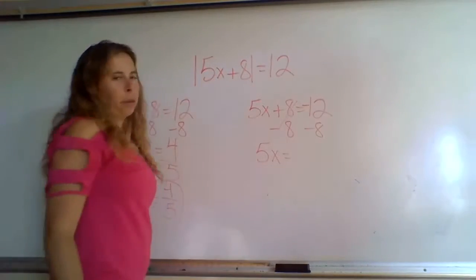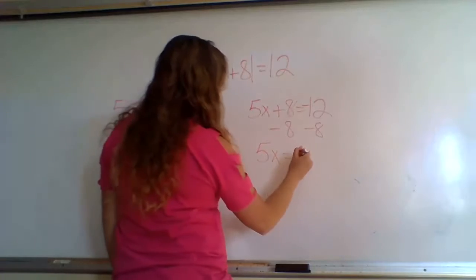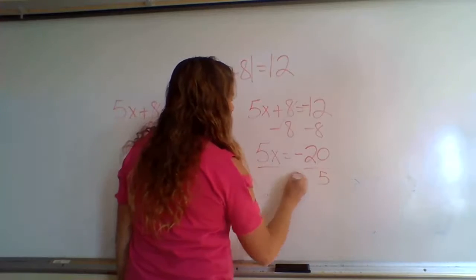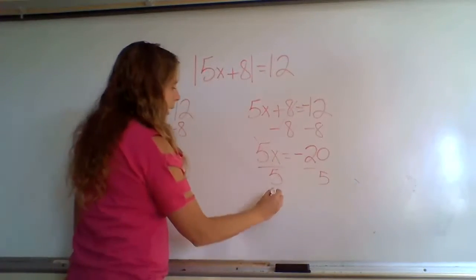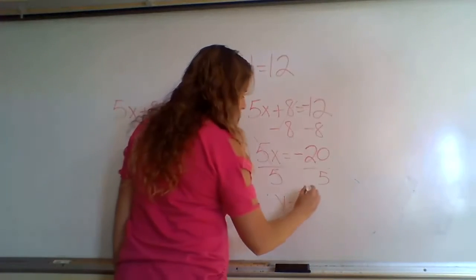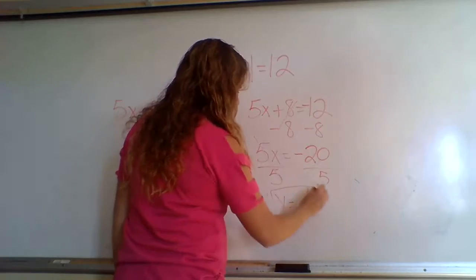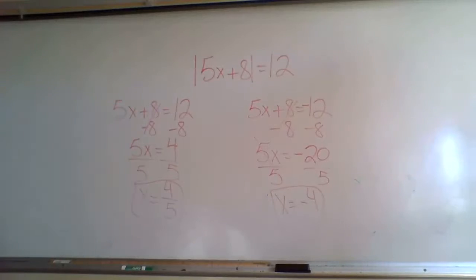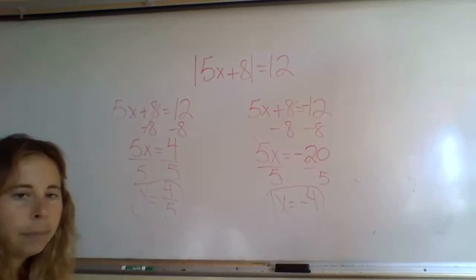My bad. Negative 12 minus 8 is negative 20. Divide by 5. So then, x equals negative 4. So those are your two answers. I'm going to write these down as I go. That way I don't have to do them over and over again. 4 fifths and negative 4.